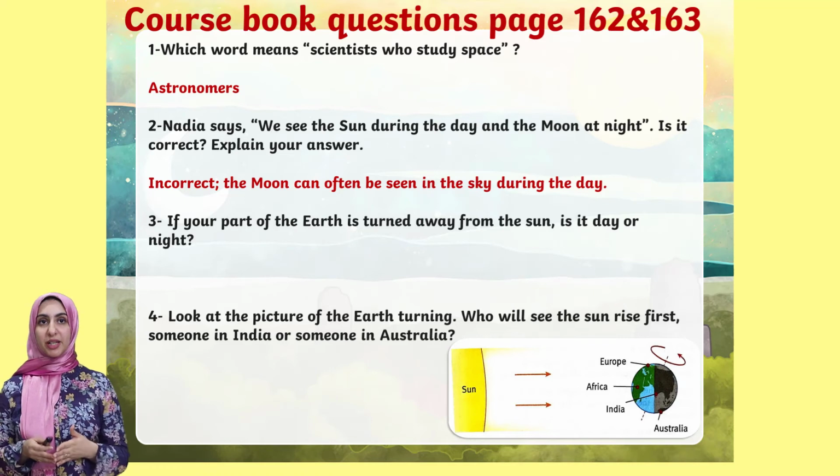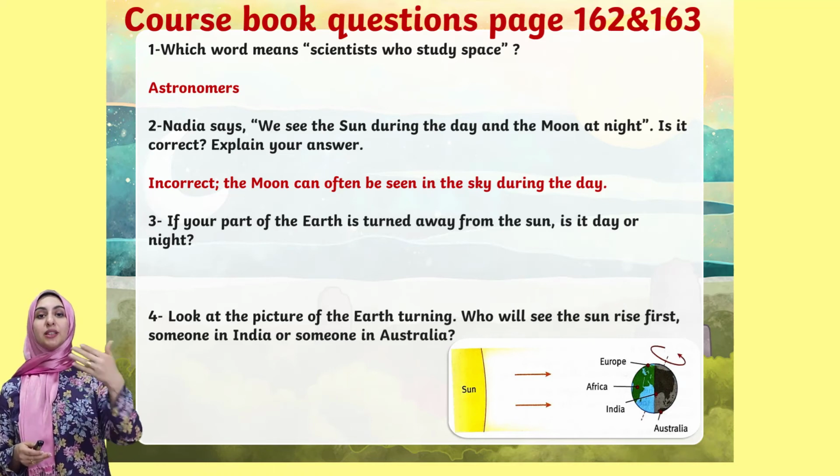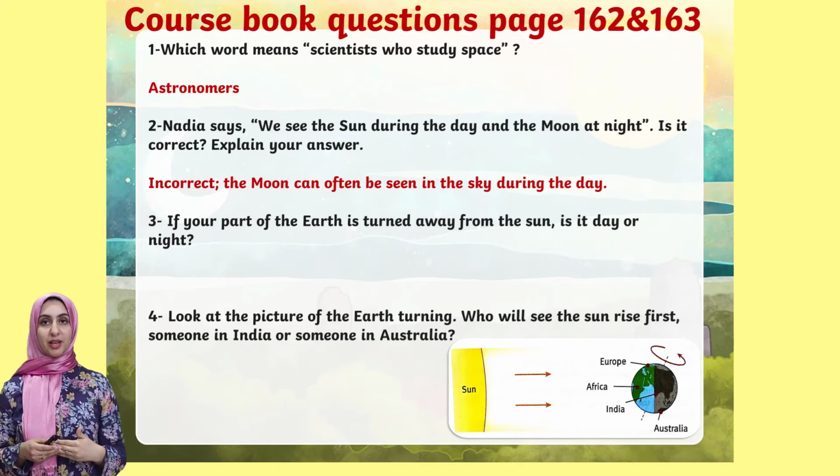Okay, question number 3. If your part of the earth is turned away from the sun, is it day or night? Yes, of course it is night.